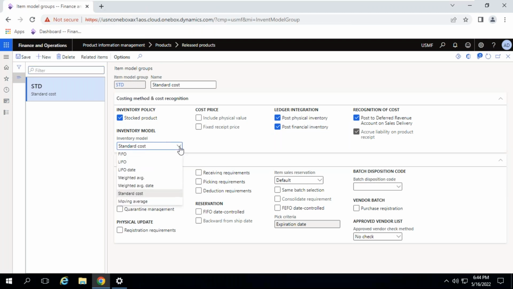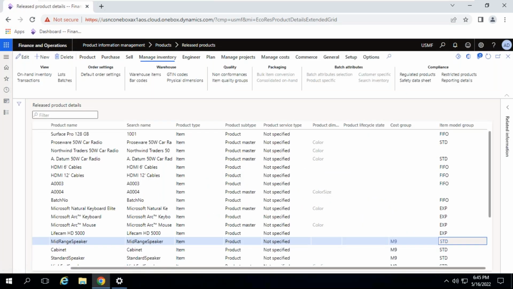In this there are so many models: LIFO, FIFO, LIFO date, weighted average date, standard cost, moving average. In this, if the method is standard cost method, then you will get this kind of roll-up errors. Cost roll-up error you will get.